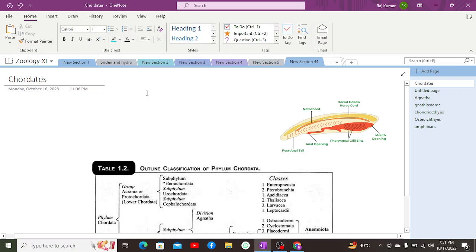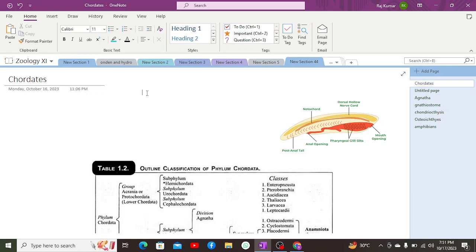Their general characteristics are such that they have four major characteristics which make them different from other phyla present in the animal kingdom. The first characteristic is that they have a notochord. Notochord, what is that? That is a semi-solid flexible hollow rod.